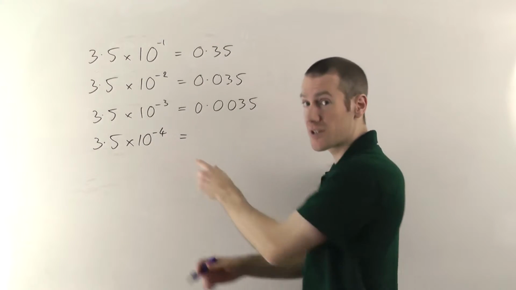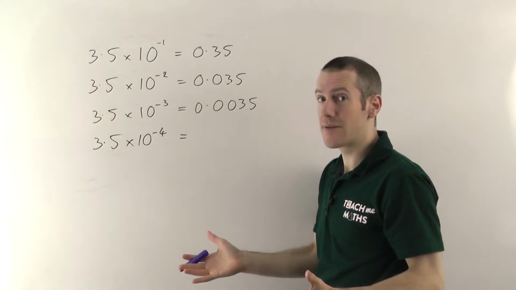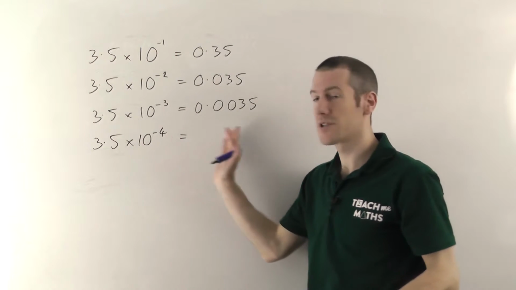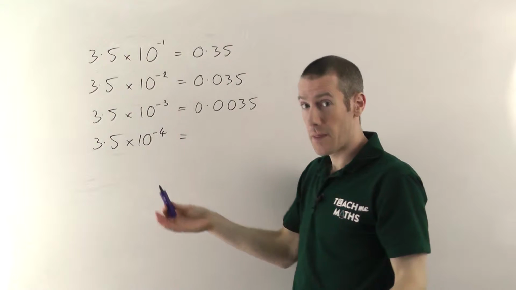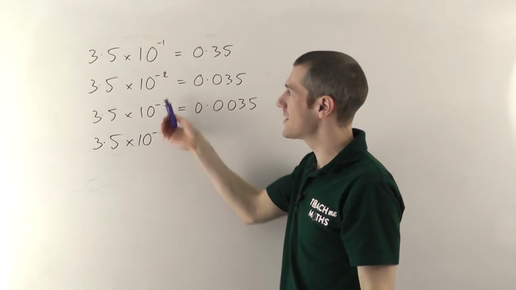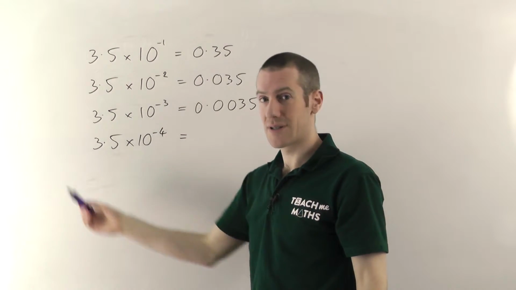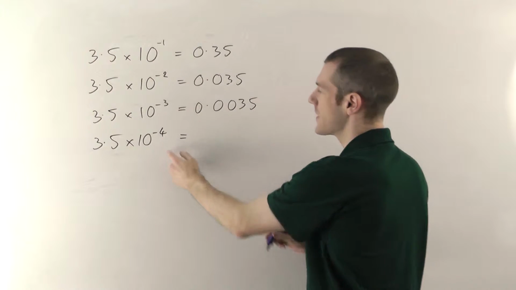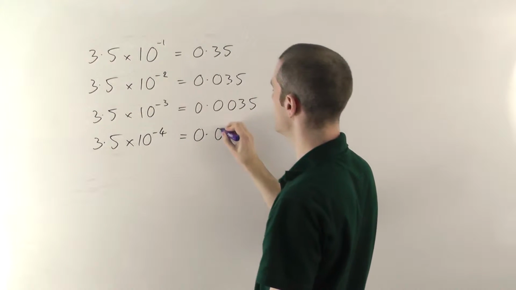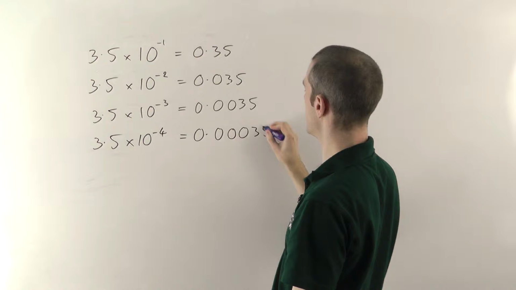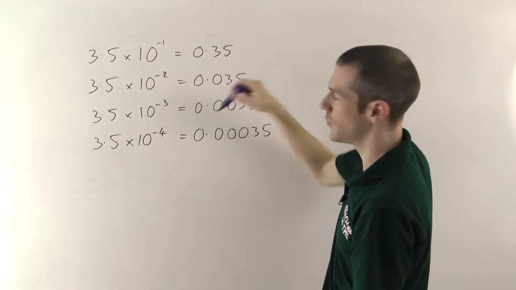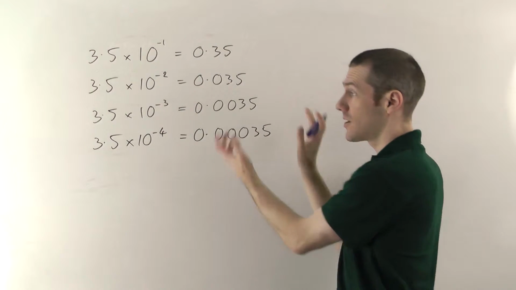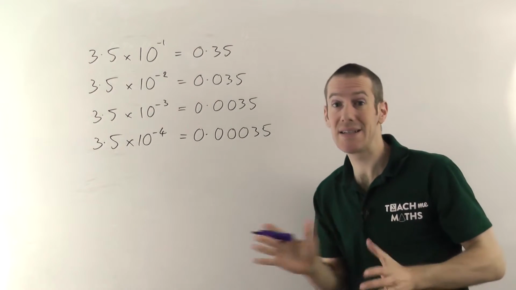So the power, just like with the big numbers, tells you how many times to move the decimal point. It's no different with small numbers. It's just that instead of moving the decimal point to the right, making the number bigger, with negative powers, you're moving the decimal point to the left. So 10 to the minus 4, you have to move the decimal point 4 places. From here, 1, 2, 3, 4 places to there. So that's how it works, and it's quite a neat system really.